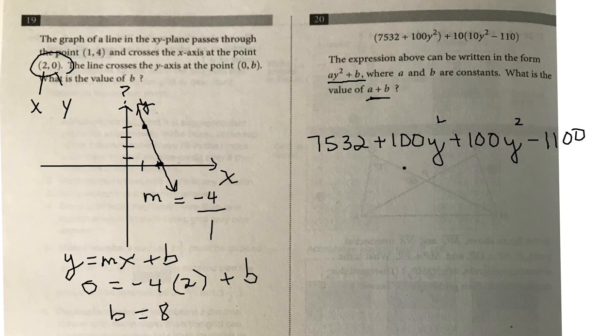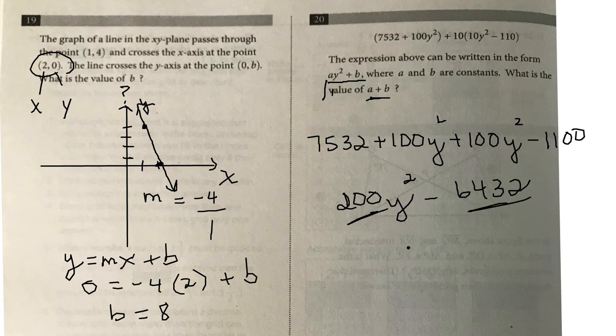Now I'm going to combine my y's together, so you're going to get 100, 200 y squared, and then we're going to subtract 7,532 minus 1,100. Again, you got to do this by hand, which is so torturesome. And now we're going to look: a is the number before the y squared, and b is the constant. So we're just going to add those 2 numbers together, and we get 6,632. And I don't think that one was bad at all. What do you guys think?